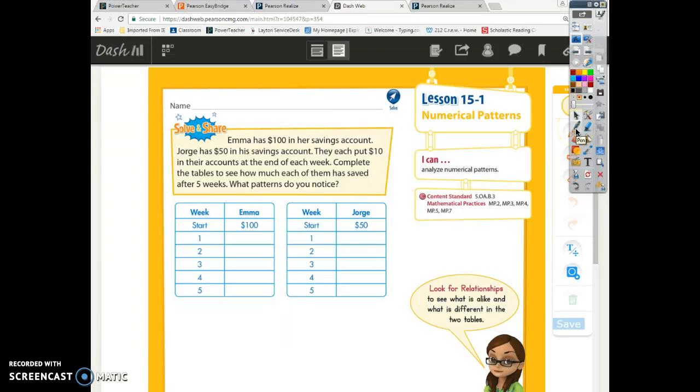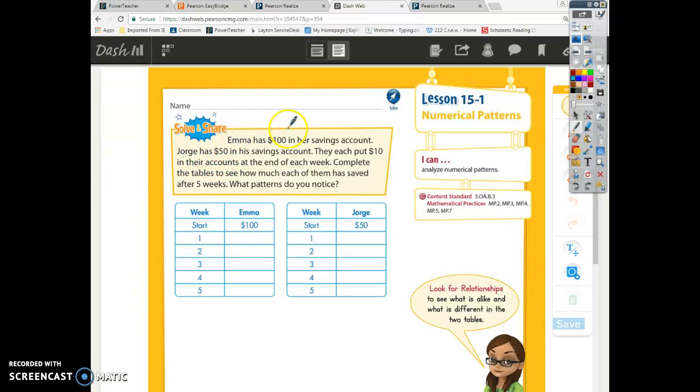Hi, everybody. This is Mr. Lowe with topic 15, specifically lesson 15-1, analyzing numerical patterns. So today we are going to be working on recognizing and analyzing patterns in number problems. So let's take a look at our solve and share here.